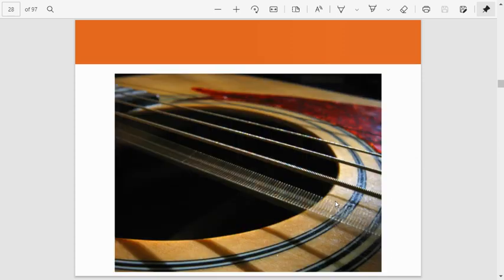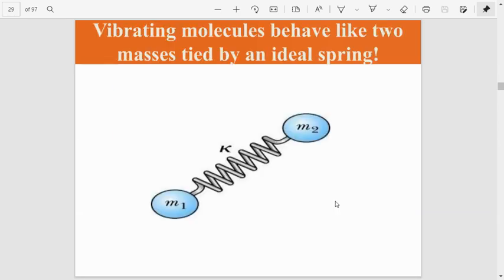Another example is when you pluck a guitar string, the material in the string vibrates in simple harmonic motion. Another example is vibrating molecules. When you have two atoms bonded together into a molecule, they vibrate as if they were connected by a spring. So you can model that with simple harmonic motion.